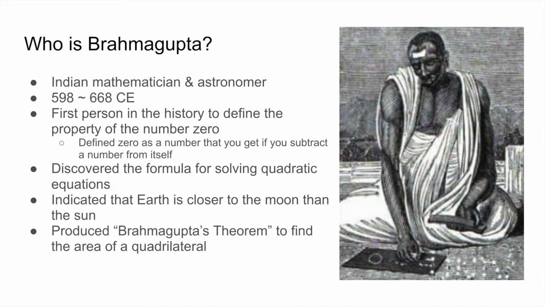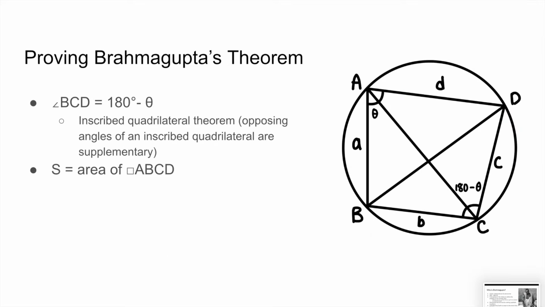And the achievement that we'll talk about today: he produced Brahmagupta's theorem to find the area of a quadrilateral. Before getting started, there's some stuff that should be stated. First, angle BCD equals 180 minus theta because of the inscribed quadrilateral theorem, which states that opposing angles of an inscribed quadrilateral are supplementary. Second, uppercase S will stand for the area of the quadrilateral ABCD throughout the proof.